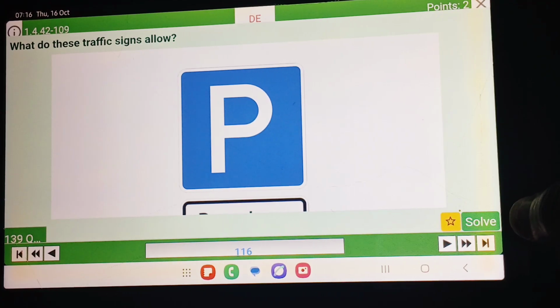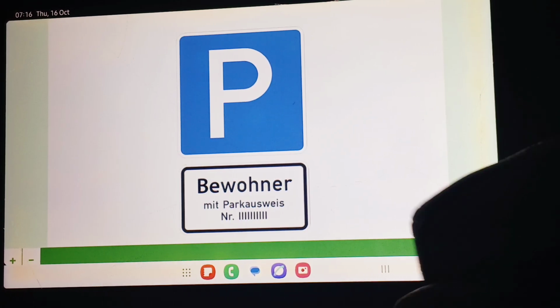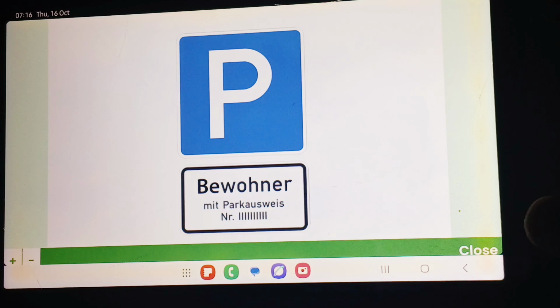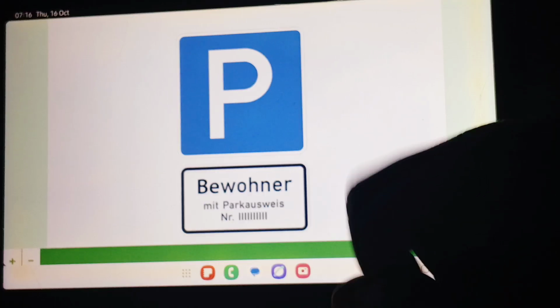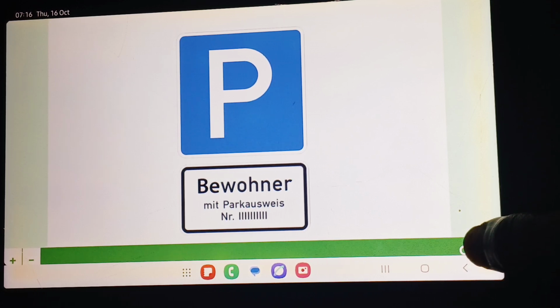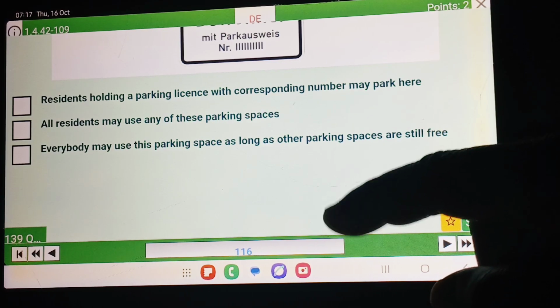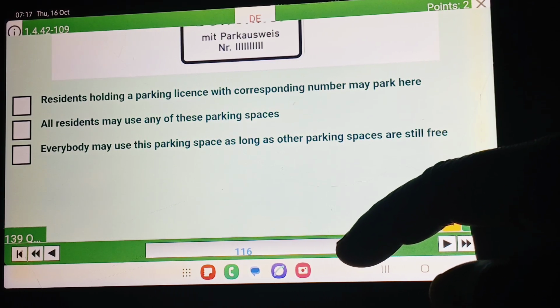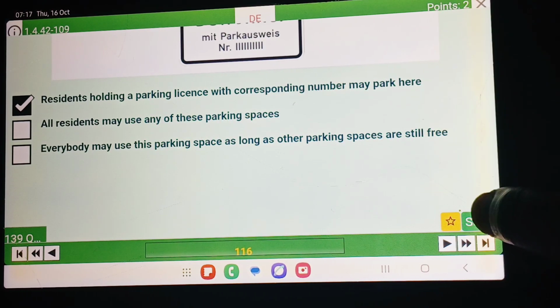What does this traffic sign allow? This is a parking area. As you can see, Bewohner. Bewohner means resident, people living there. Only people that have a parking permit with a number are allowed to park here. Not everybody. Only residents that have a parking permit with the corresponding number may park here. It's not for everybody.